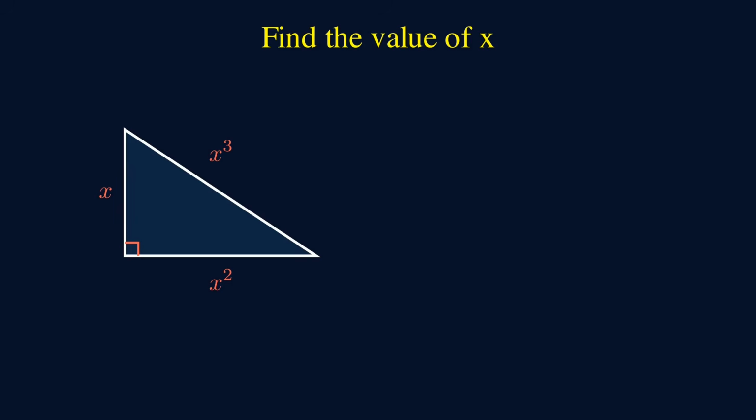Since this is a right triangle, the first thing that should come to mind is the Pythagorean theorem. Basically, the square of one leg plus the square of the other leg equals the square of the hypotenuse. So let's translate that into this expression.